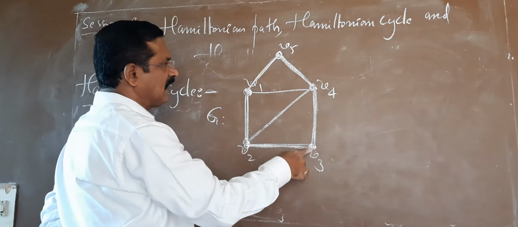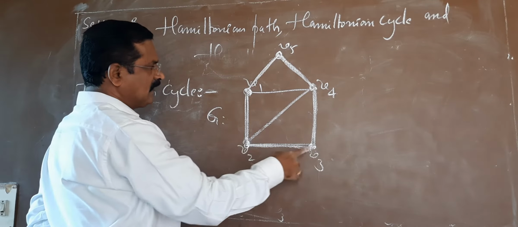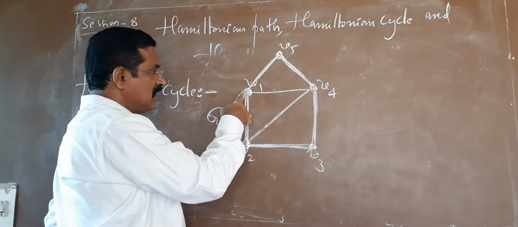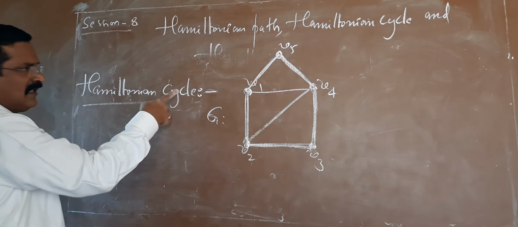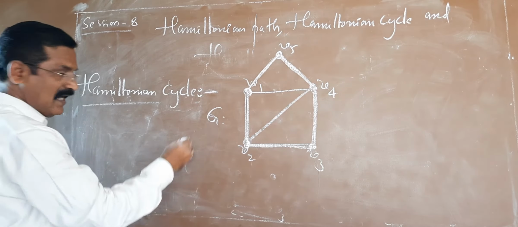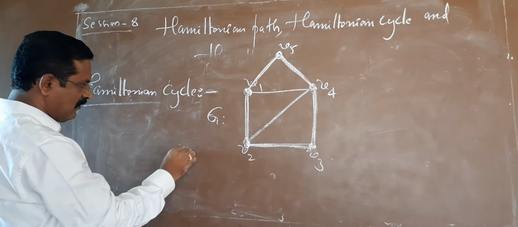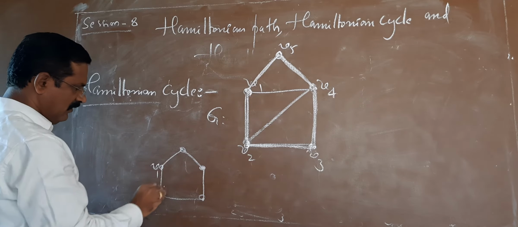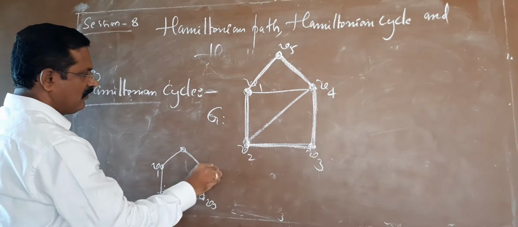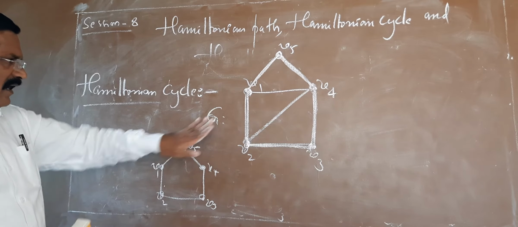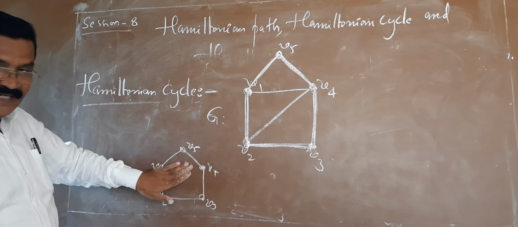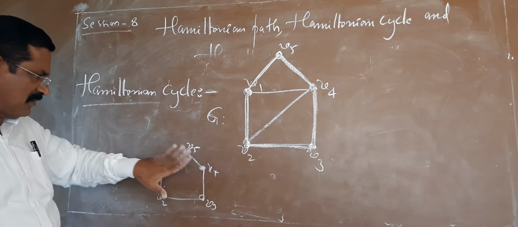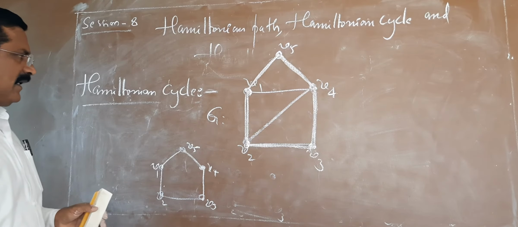It is called a spanning cycle. Spanning is nothing but containing all vertices of the graph. So such a spanning cycle is called a Hamiltonian cycle. Therefore this graph has a Hamiltonian cycle. So what is the cycle? This is the cycle: V1, V2, V3, V4, V5. So this graph has a Hamiltonian cycle, or you can say a spanning cycle containing all vertices of the graph. Such a spanning cycle is called a Hamiltonian cycle.